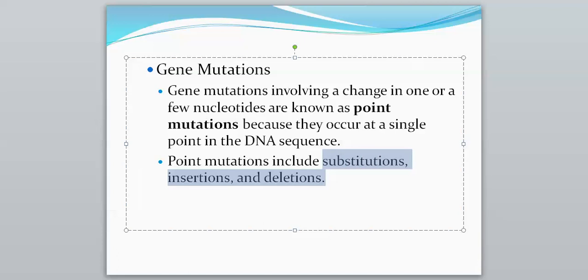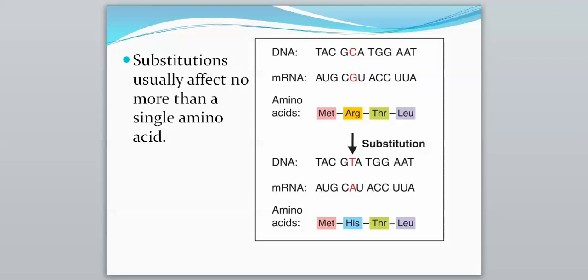We'll take a look at substitutions to begin, and they usually affect no more than a single amino acid. If we look over here on the right, our DNA should have a C and a G right here, and then when our substitution occurs, we get a T instead of an A. That's going to give us one different amino acid, which usually is not that big of a deal. A substitution is simply the changing of one single base, and usually it's not going to be that big of a deal.